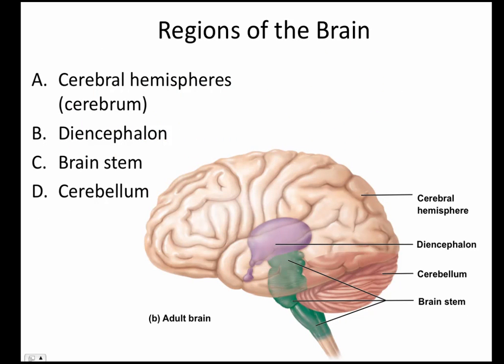Now we're going to move on to the next topic, and that's going to look at the regions of the brain. And if we look at the regions of the brain, there's 4 major regions we can separate them into. Majority of our brain, and the mass of that, is going to be our cerebral hemispheres, which we also call the cerebrum. Diencephalon is found right here in the middle. Then we have the brain stem, right here in green. And then finally we have the cerebellum, all the way to the back.